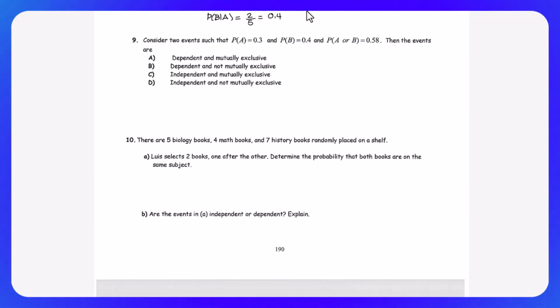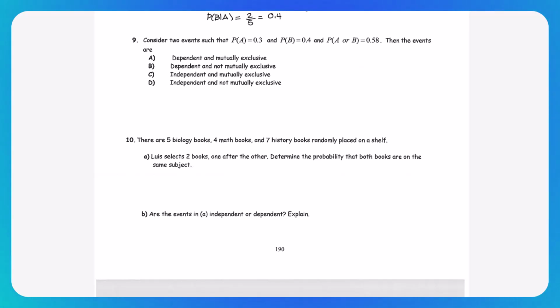Consider two events such that the probability of A equals 0.3, the probability of B equals 0.4, and the probability of A or B equals 0.5. Notice the options it gives us: we have to determine whether the events are dependent or independent, and mutually exclusive or not mutually exclusive. Let's start with mutually exclusive first.